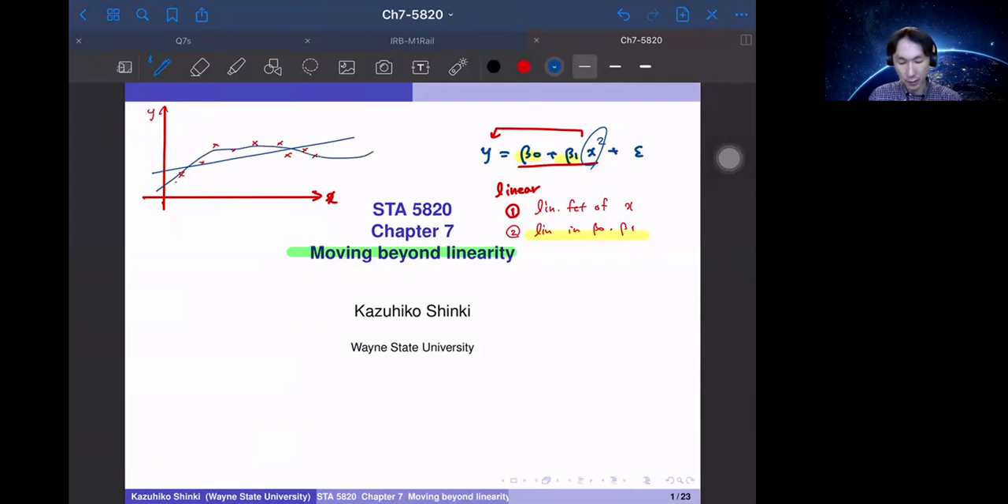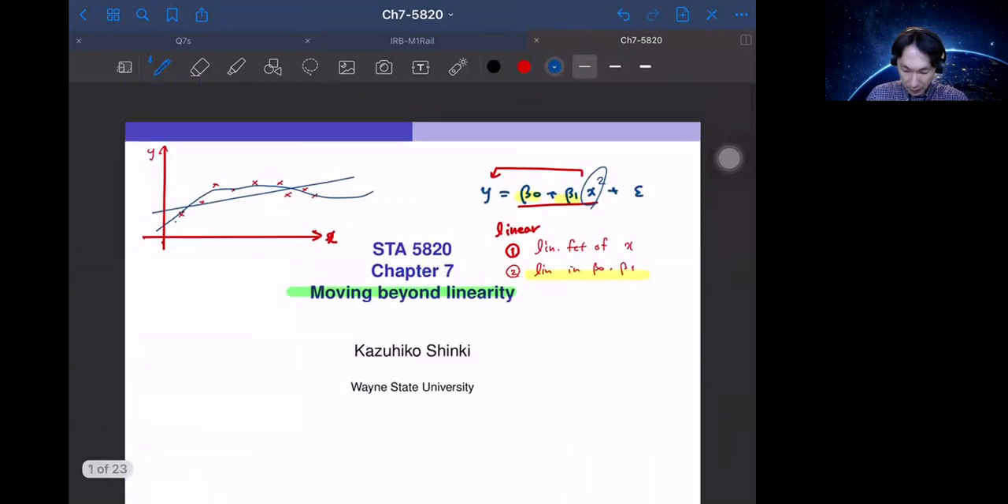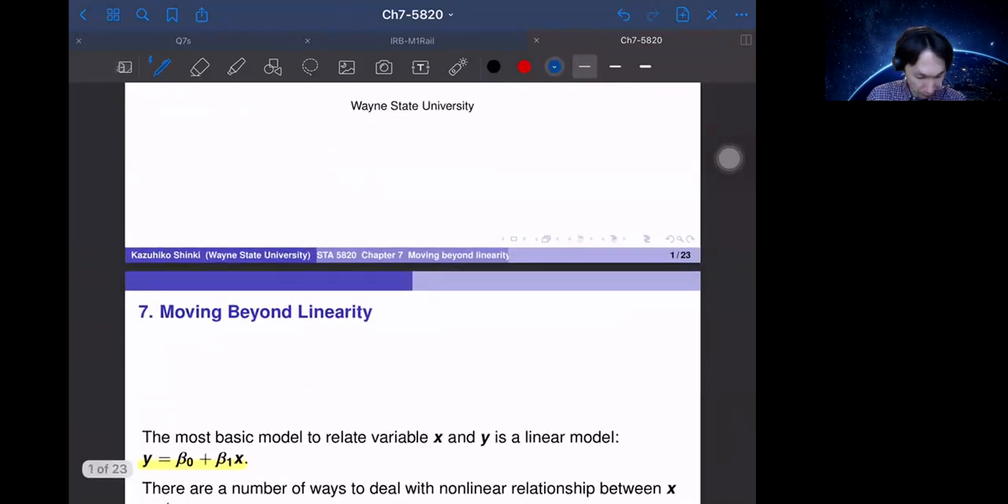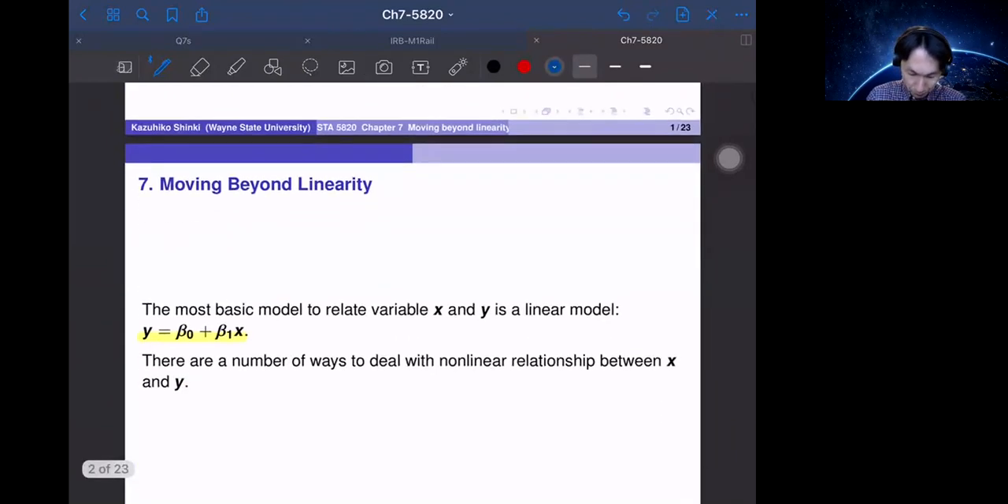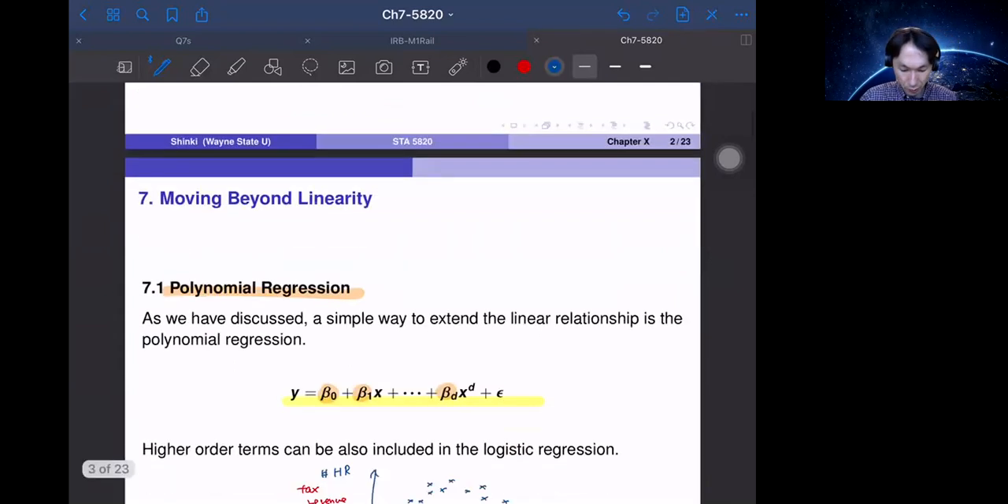So how to do that? We have many methods. These slides are not many, but we have many applications. The lab session has at least 16 pages. The most basic model to relate variable x and y is this linear model, but we have many ways to go beyond the relationship.